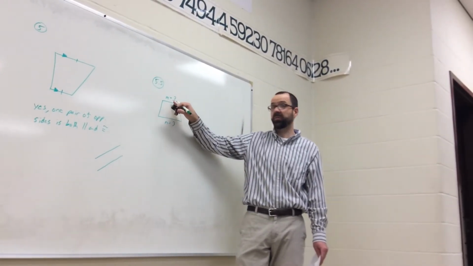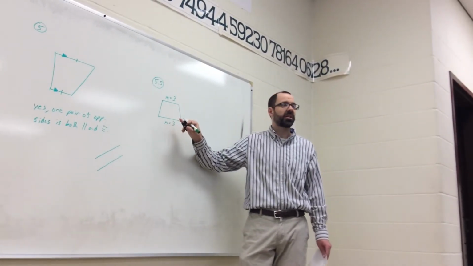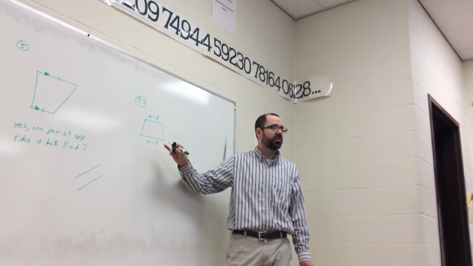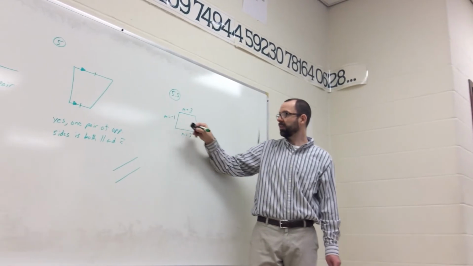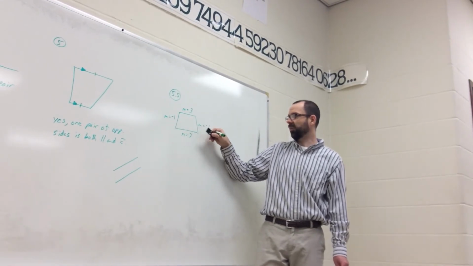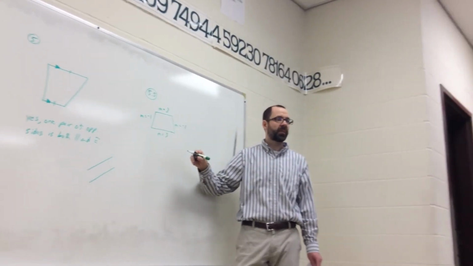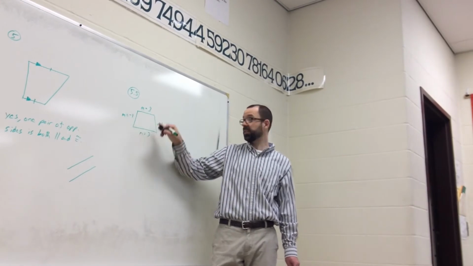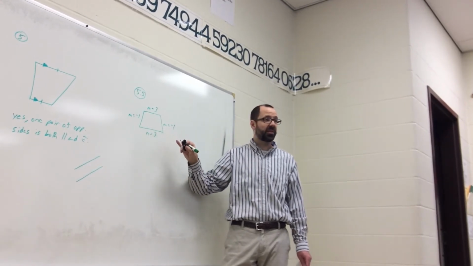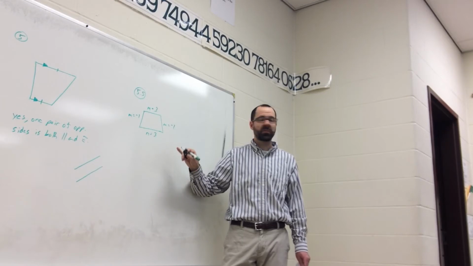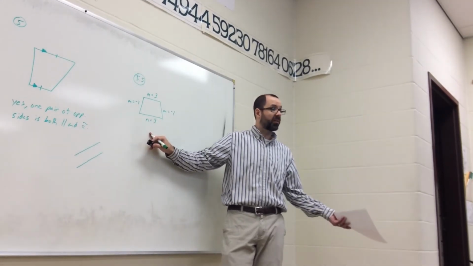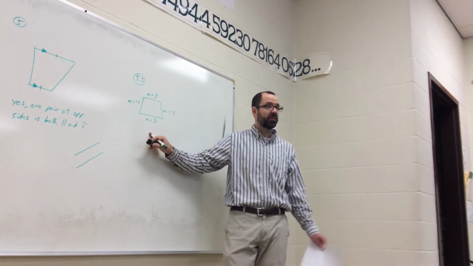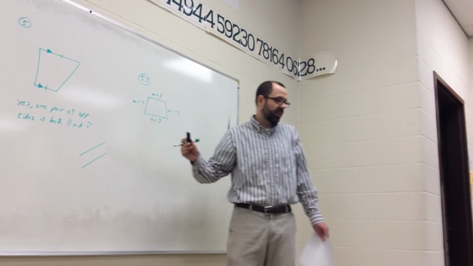So if I wanted to, I could now put heavy arrows there, because I know the slopes are equal, so that means they're parallel. And then this slope is -1, and this slope is also -1. So that means that this side is parallel to that side, because they have the same slope. So is this a parallelogram? Yes, because both pair of opposite sides are parallel. And that's the definition of a parallelogram.